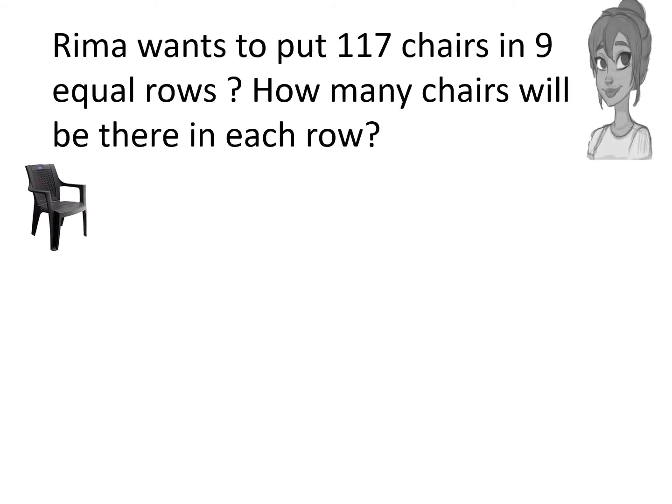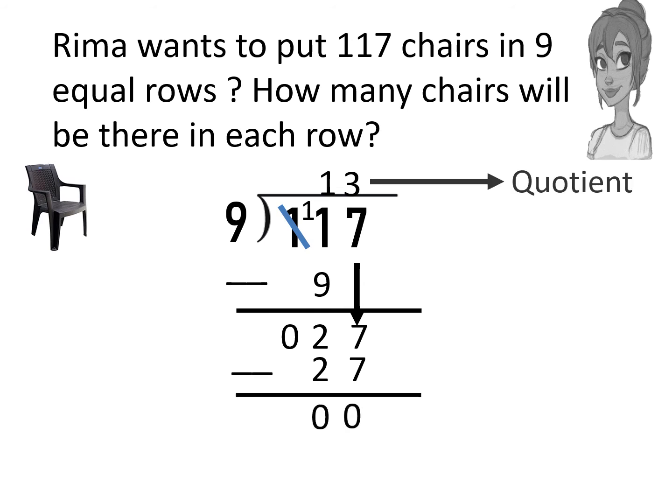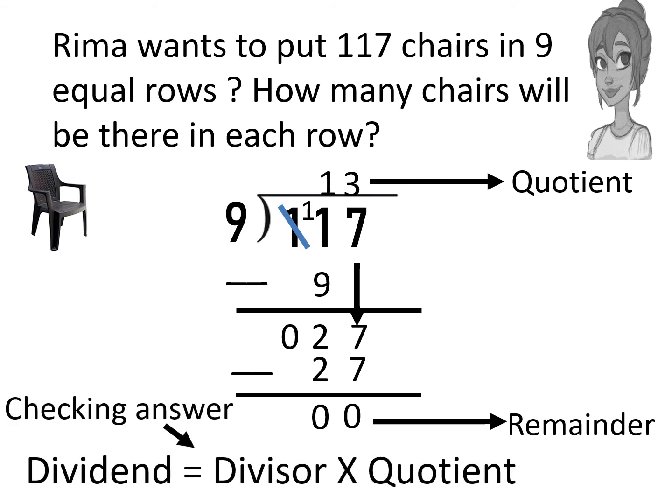Rima wants to put 117 chairs in 9 equal rows. How many chairs will be there in each row? Let us divide 117 by 9. 9 ones 9. When we subtract, we get 2. Bring down 7. The number here becomes 27. 9 taken 3 times is 27. The remainder is 0 and the quotient is 13. So Rima can place 13 chairs in each row.